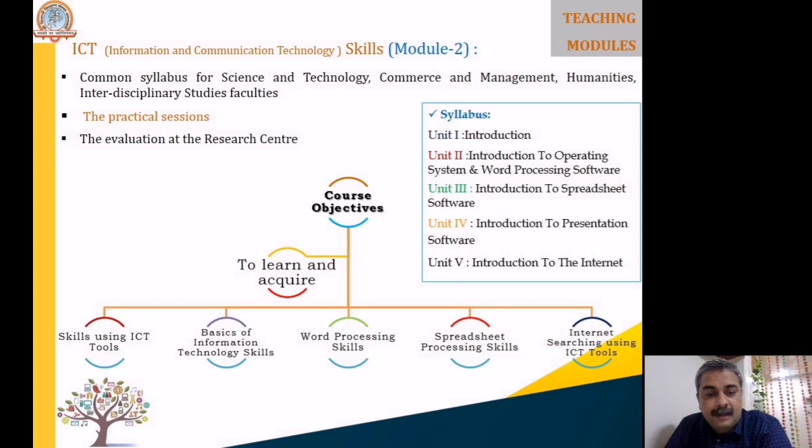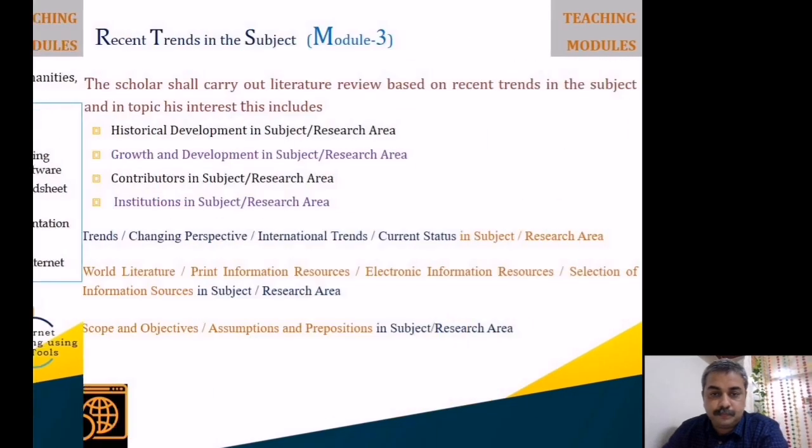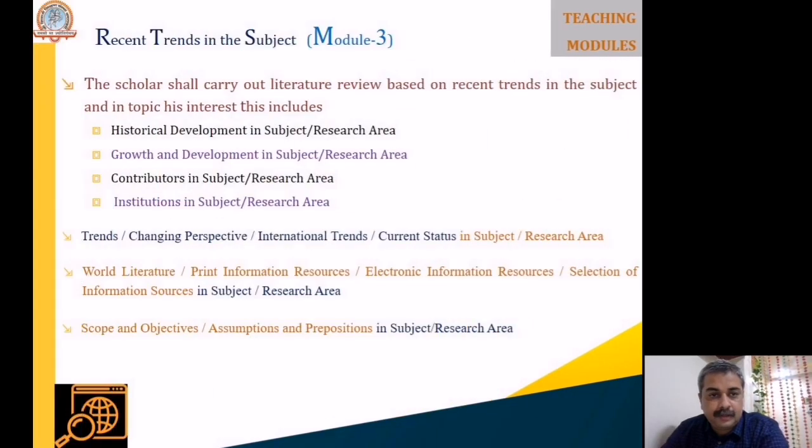That is to learn and acquire skills using ICT tools which are useful in research: basics of information technology skill, word processing skill, spreadsheet processing skills, and internet searching using ICT tools. These are the objectives for ICT skill, that is module 2. Now module 3 is the recent trend in subject.